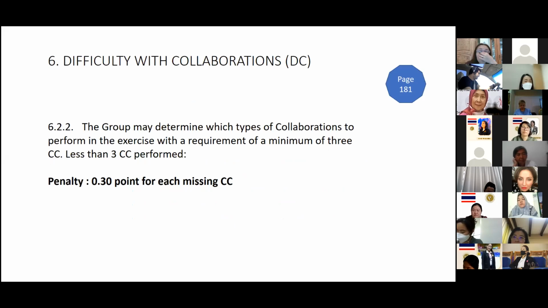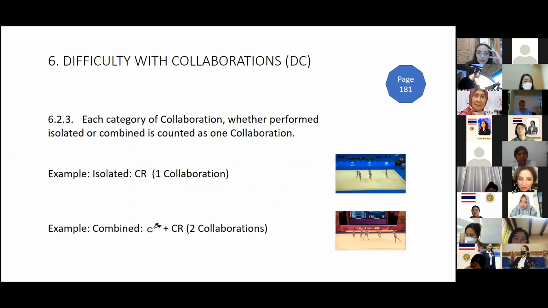There is a minimum of 3 CC required in every group exercise. 0.3 for each missing CC. We want to see collaborative work between the gymnasts without high throws. What is it? The CC. And what is it? Collaborations.